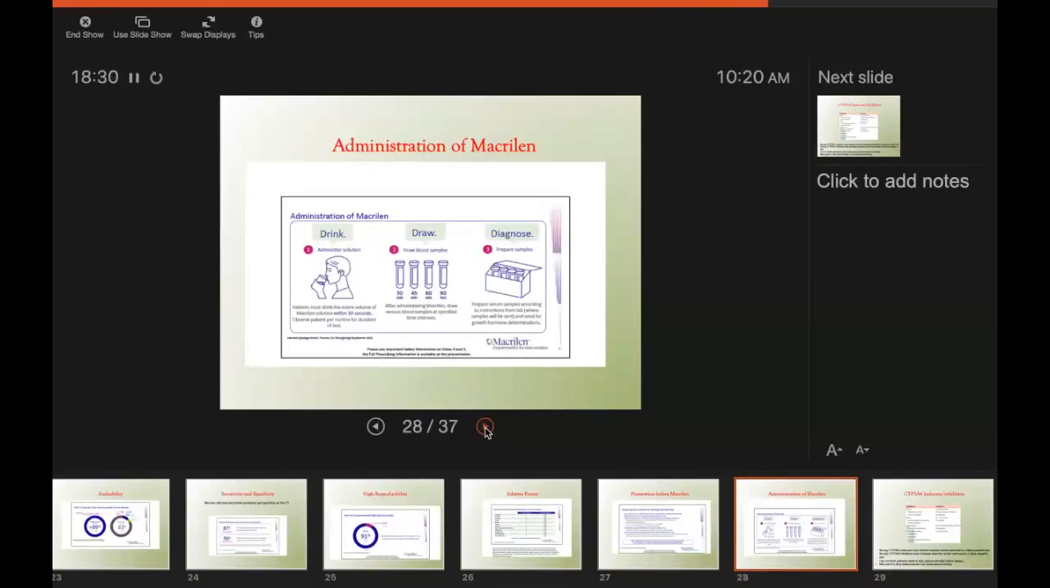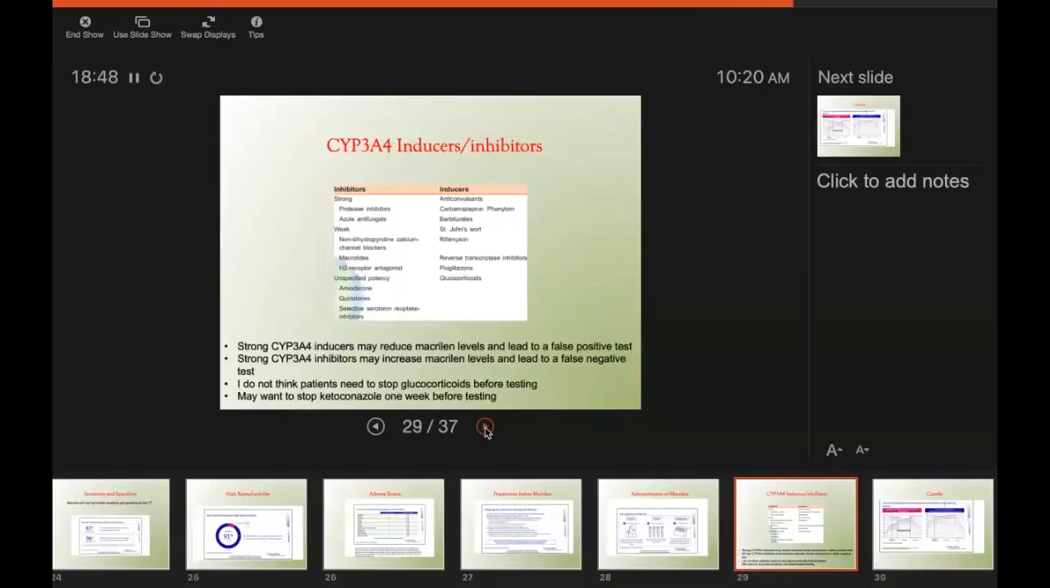So the patient drinks the solution. They have to drink the entire volume. They have to drink it within 30 seconds. You get blood samples at 30 minutes, 45 minutes, 60 minutes, and 90 minutes. And you spin the samples and send them to a lab where growth hormone is measured. Pretty easy.